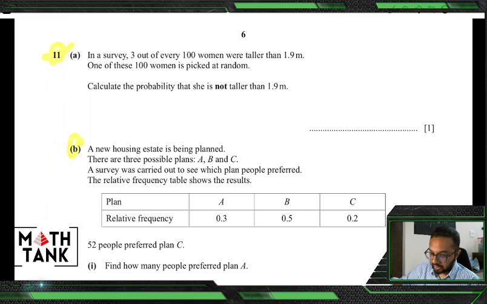Then in a survey, 3 out of every 100 women were taller than 1.9. One of these 200 women is picked at random. Calculate the probability that she is not taller than 1.9. Okay, so that's sort of a relative frequency question. 3 out of every 100 women are taller than 1.9. So 97 are not. So not taller is simply 97 out of 100.